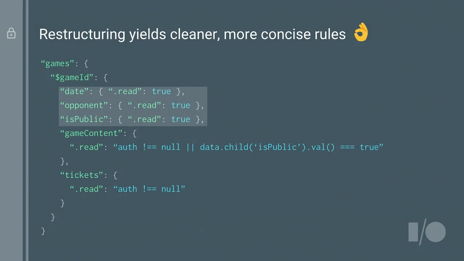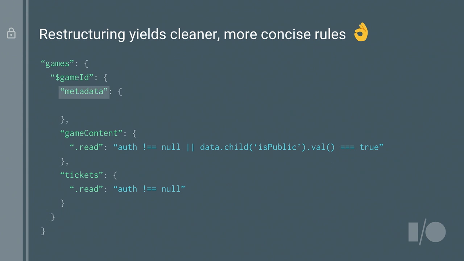And we can go ahead and refactor our rules in a very similar way. Get rid of those three rules, replace them with a single metadata rule, which is read true. And now our rules are simpler. We have fewer of them. And if we ever want to add that time node, we don't have to do anything with our rules. We can just add it to metadata, and it will be publicly accessible.